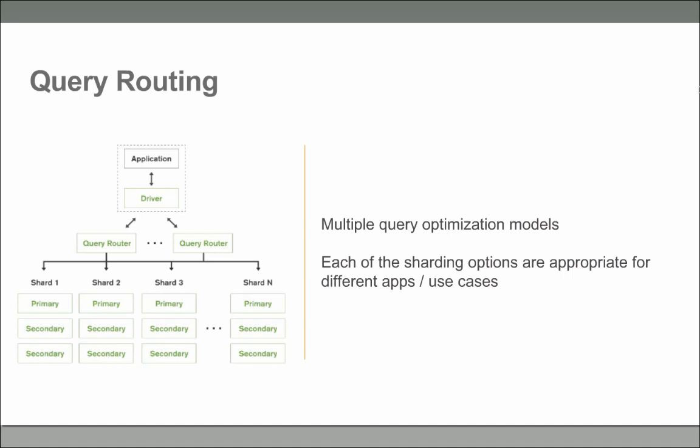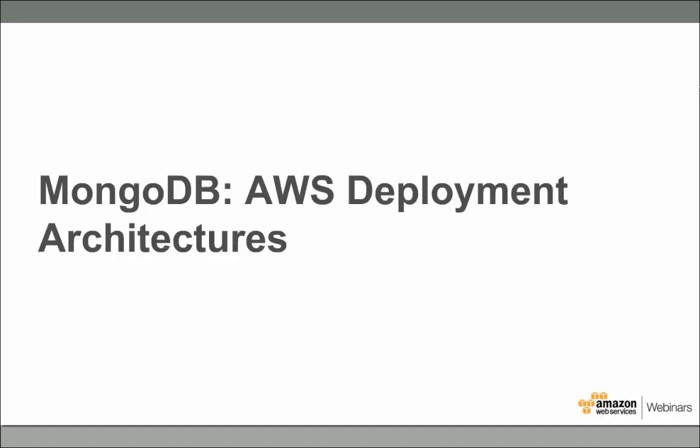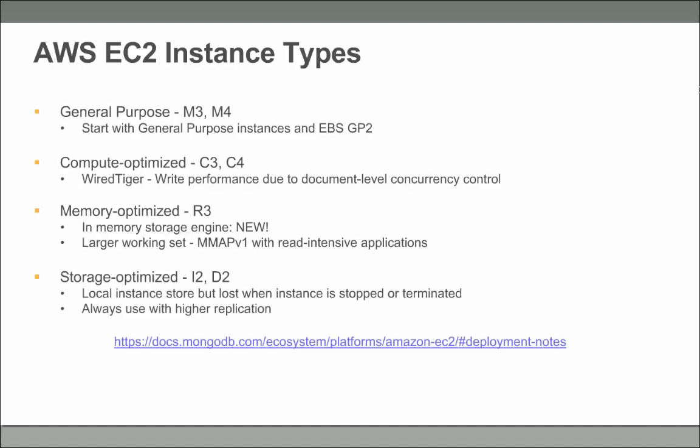These are very specific to MongoDB, but now what we're going to talk about is how we take these deployments and translate them into our AWS architectures. The first thing that comes up is, what are the instance types? As you might know, the AWS EC2 service provides you the ability to deploy instances on the AWS Cloud.